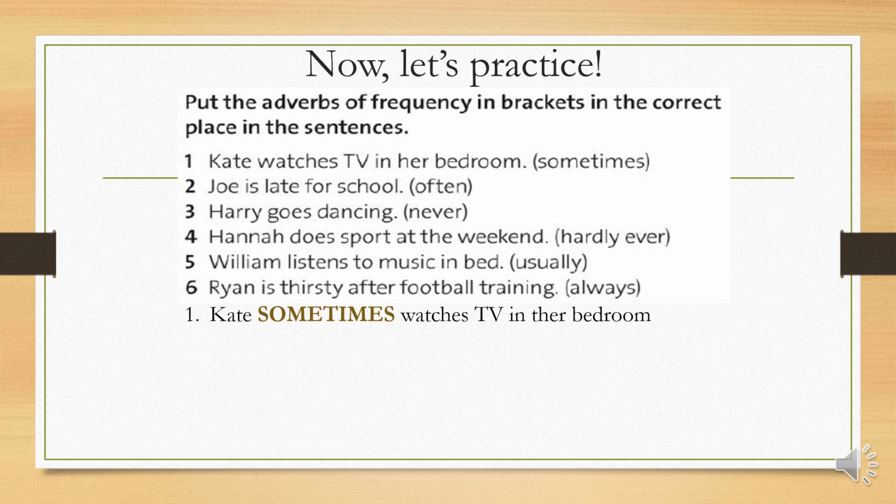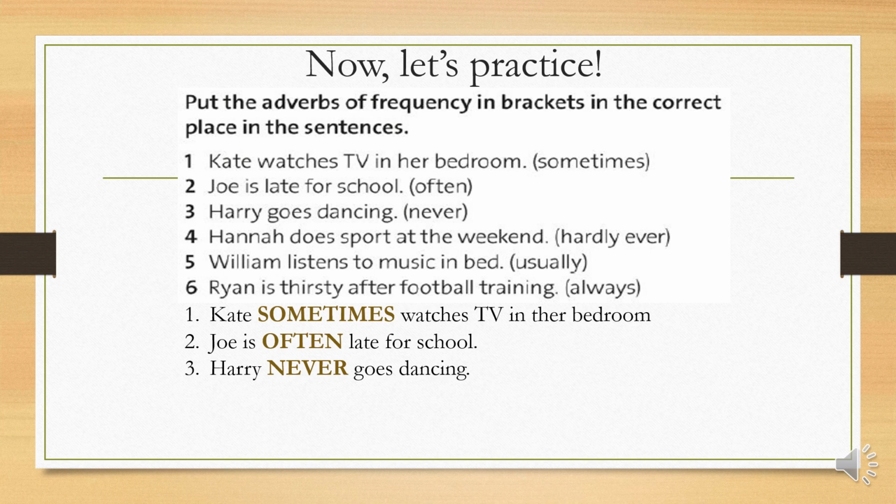2. Joe is late for school. El verbo sería is. Como es el verbo be, tenemos que usar el adverb of frequency después. So, Joe is often late for school. 3. Harry goes dancing. El verbo es goes. Entonces sería Harry never goes dancing. 4. Hannah does sports at the weekend. El verbo es does. Entonces sería Hannah hardly ever does sports at the weekend.